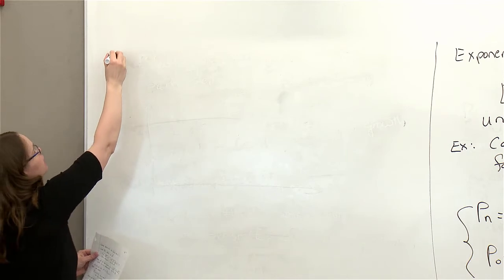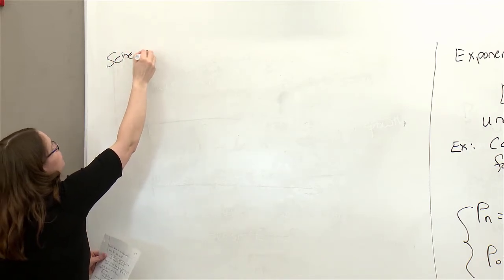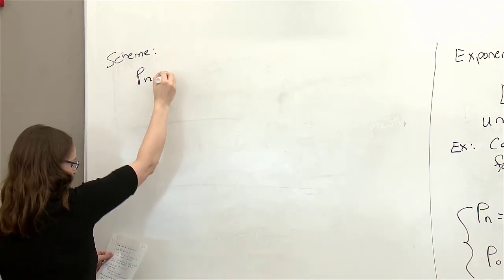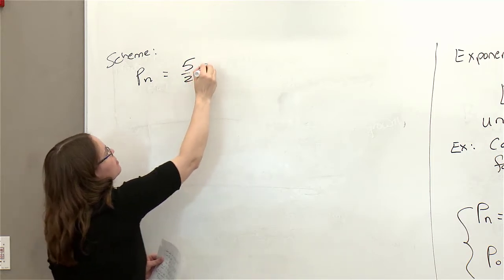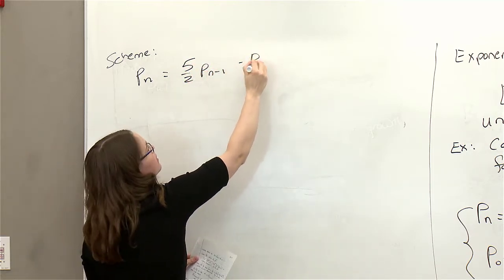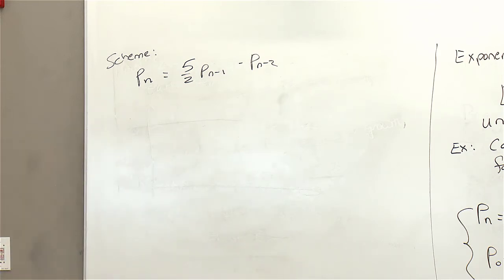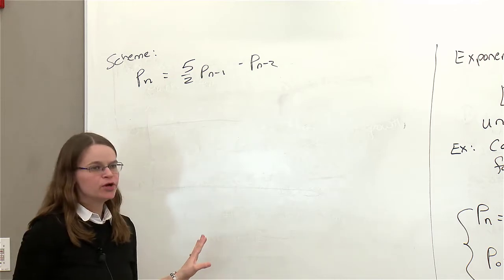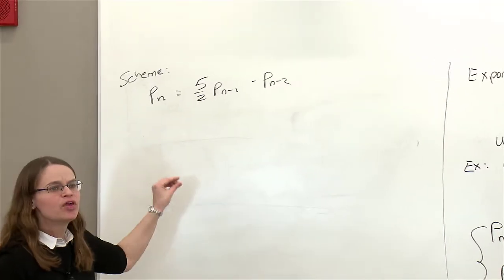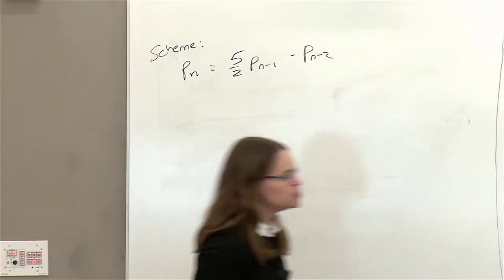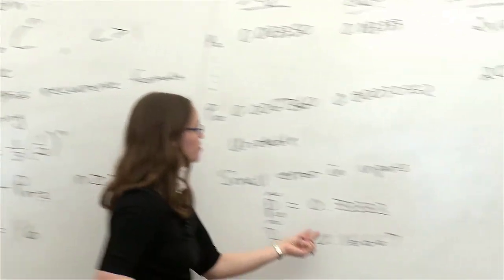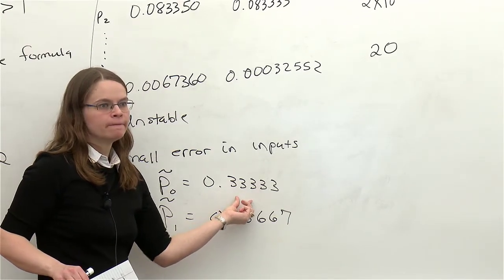Okay, so here's our scheme. Pn equals 5/2 Pn minus 1 minus Pn minus 2. Now I'm not even actually going to worry too much right now about the fact that we're running this scheme with 5-digit arithmetic. I'm just going to see what this scheme does to these errors.